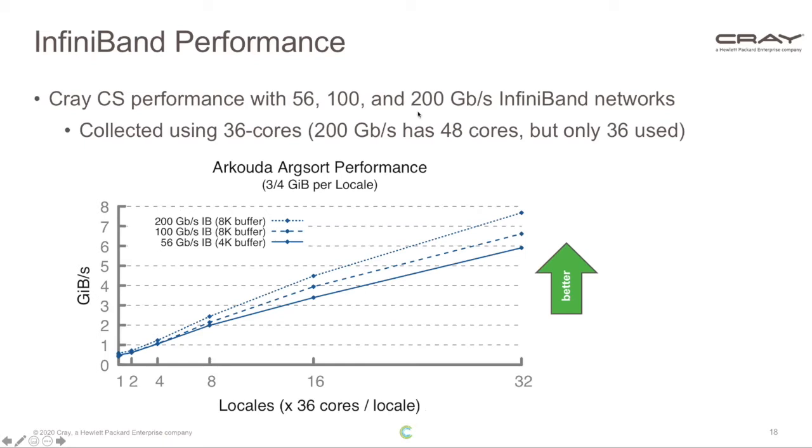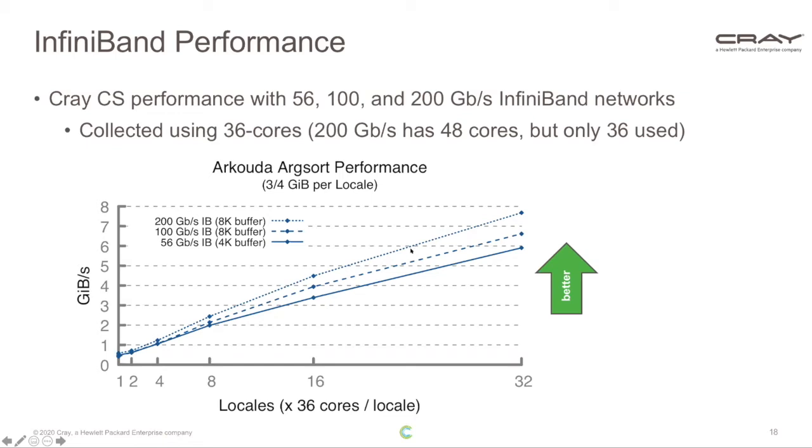These were all collected using 36 cores as well. Technically, the 200 gigabit system has 48 cores, but we only used 36 to try and have a fair comparison. And so what we see here is the solid blue line is the line that we have been seeing. That's the 56 gigabit per second. And then the dashed blue gets to 100, and then the dotted one gets up to 200.